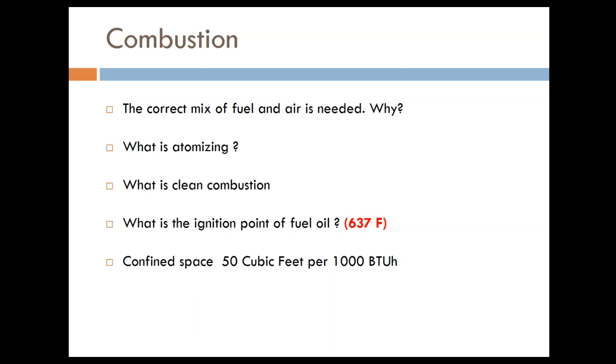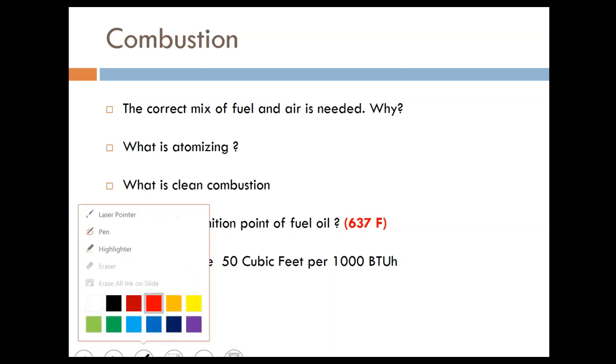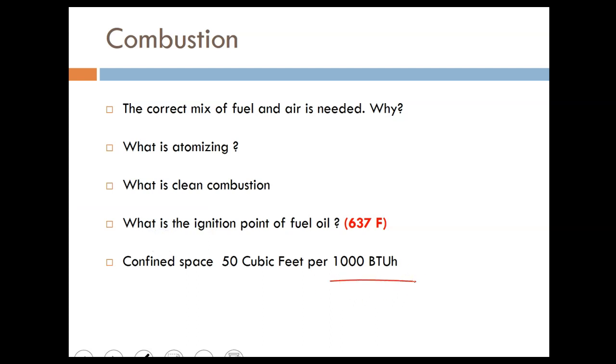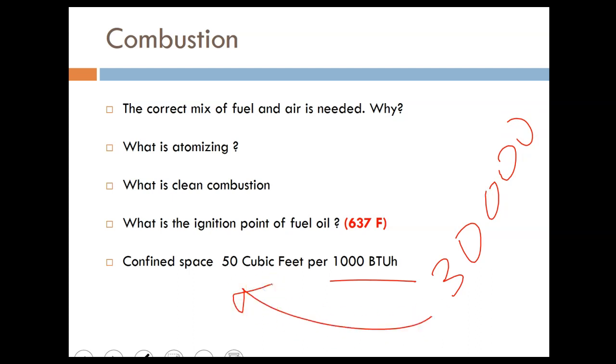So, what is confined space? Let's think about it a little bit. Confined space is 50 cubic feet per thousand BTU hour. And this BTU hour is pertaining to the boiler. So there's no boiler at 1000 BTU. Most boilers, let's say 30,000 BTU. So for every 1000 BTU of that boiler, there should be 50 cubic feet. Any less than that, and that location where the boiler is located is considered confined space.